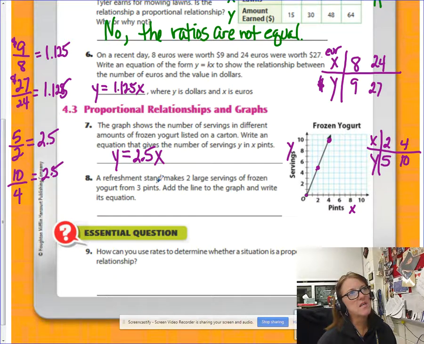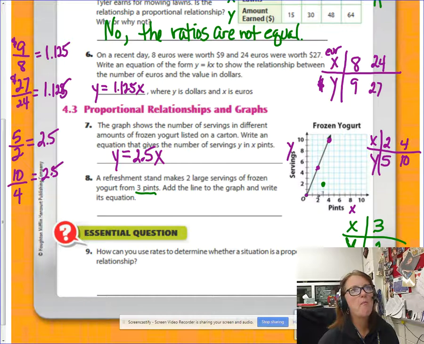Now there's a refreshment stand, and it makes 2 large servings of frozen yogurt from 3 pints. Add this line to the graph and write the equation. I got to make a new table. X, Y. So it's saying if I have 3 pints, so I'm going over here to the 3, and then I get 2 servings. That's going to be that dot right there. Okay, X is my pints, 3 pints, 2 servings.